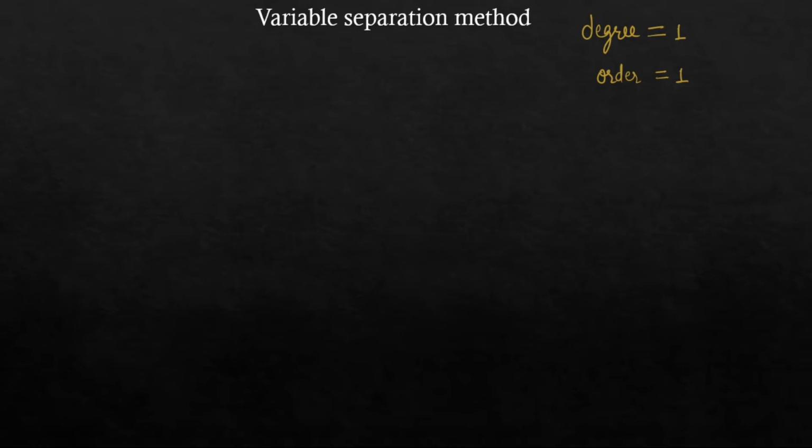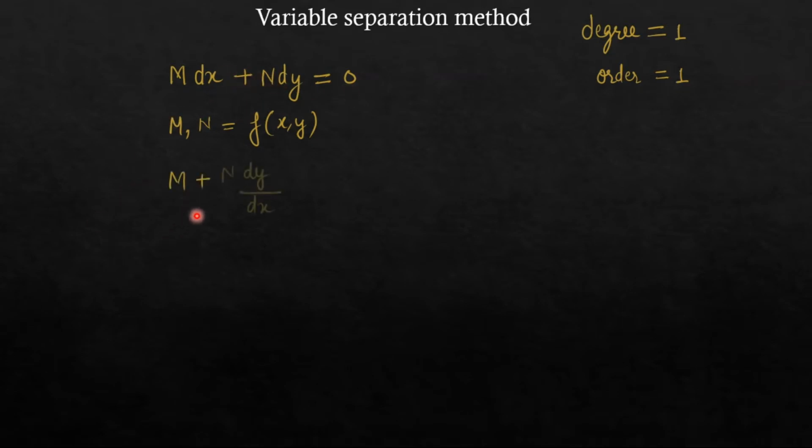Now the general form in which the differential equation of degree 1 and order 1 is represented is M dx plus N dy equals 0, where M and N are functions of x and y. They are different functions but both are functions of x and y. Now I can write this differential equation as M plus N dy by dx equals 0. What I have done is I have divided both sides by dx.